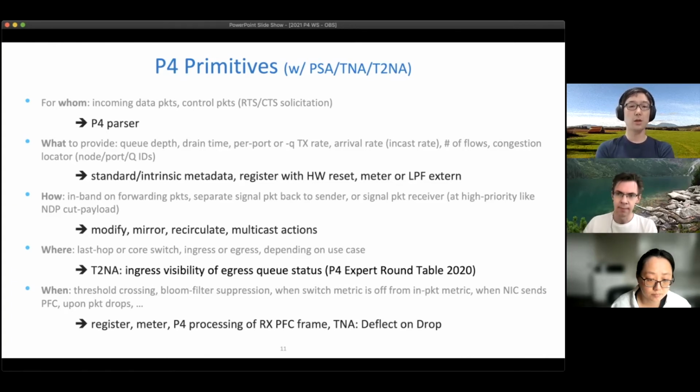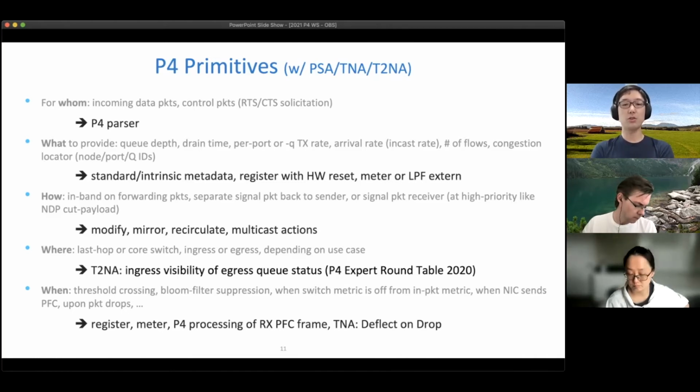And in terms of the intelligent conditions for generating such signaling packets, we also have register and meter externs, and we can easily make use of something like a PFC frame received from the NIC, process it in the switch-side P4 pipeline, and then make a reaction. If you want to react to, for example, receiver NIC congestion, you can generate a signaling packet from the switches.